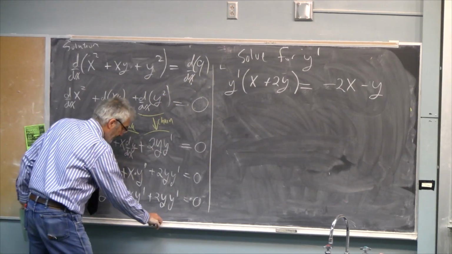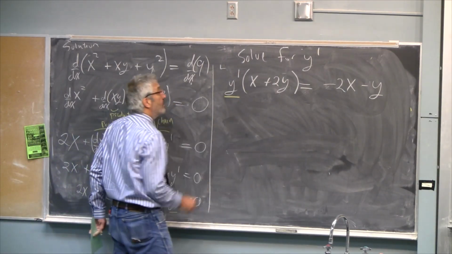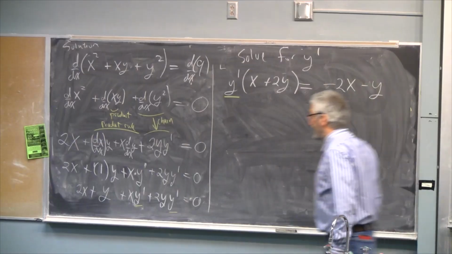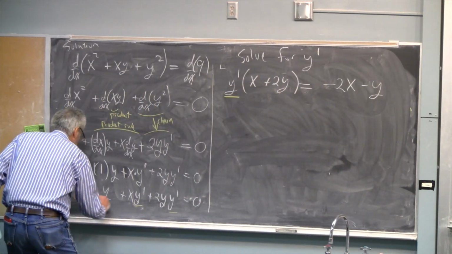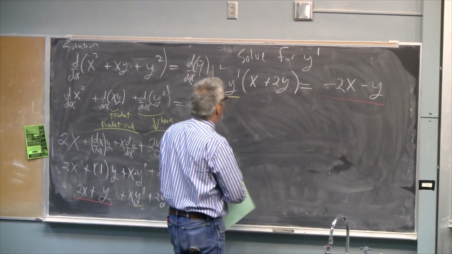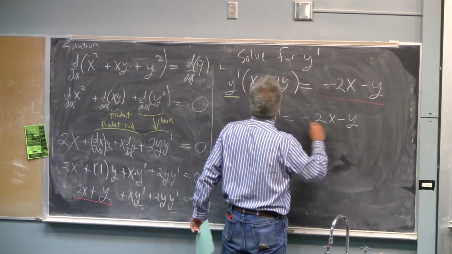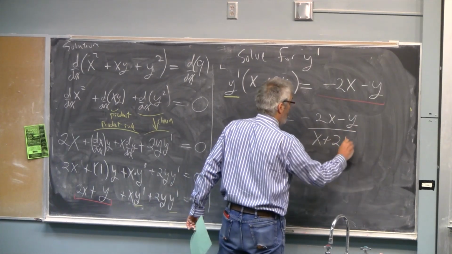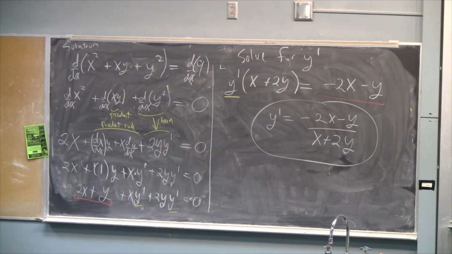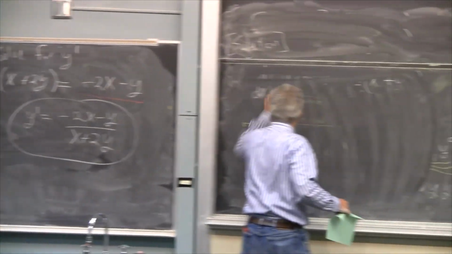So here I have a common factor of y prime. You can use your yellow pen, and I factor that out. And then all this stuff that does not involve y prime, all this junk, I moved all of it over here to this side, the minus sign. So then I keep solving. I get y prime equals minus 2x minus y over x plus 2y. And there's the solution to A. Notice that's, again, something of the form y prime equals some junk involving x and y.